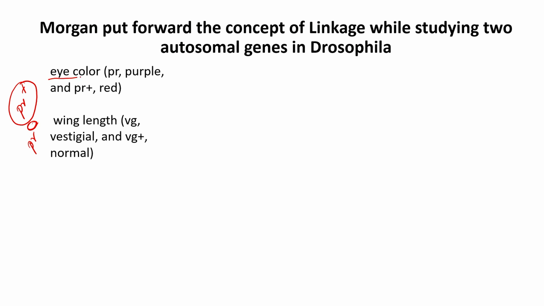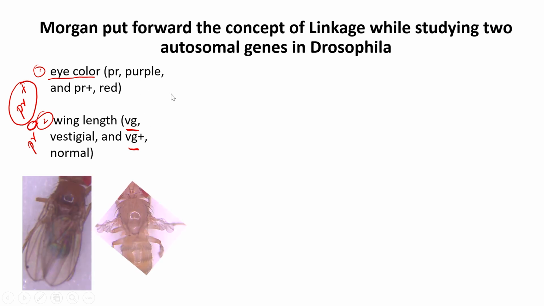So, what was he looking at? He was looking at eye color, and the second character was wing length. In wing length, one wing was normal and another one was vestigial. Unfortunately I could not find a good image for purple. I can show you how a normal wing in a fruit fly looks. It is very straight, flat, beautifully laid on each other, and the vestigial wings are very small, very rudimentary. You can see that they are very underdeveloped and easily identifiable. This is a recessive trait. Recessive means when this trait is homozygous, you see this phenotype.